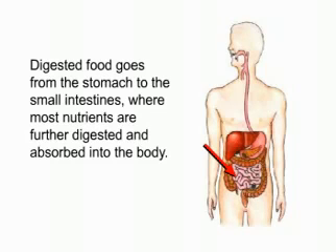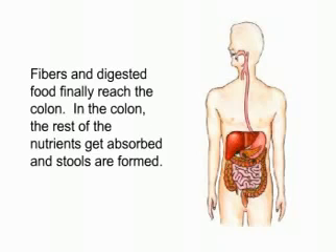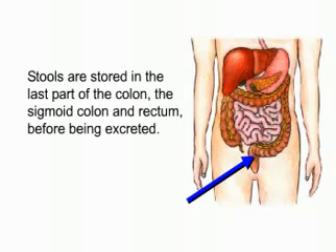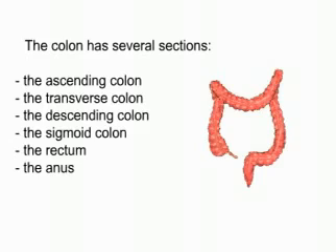Digested food goes from the stomach to the small intestines, where most nutrients are further digested and absorbed into the body. Fibers and digested food finally reach the colon. In the colon, the rest of the nutrients get absorbed and stools are formed. Stools are stored in the last part of the colon, the sigmoid colon and rectum, before being excreted. The colon has several sections: the ascending colon, the transverse colon, the descending colon, the sigmoid colon, the rectum, and the anus.